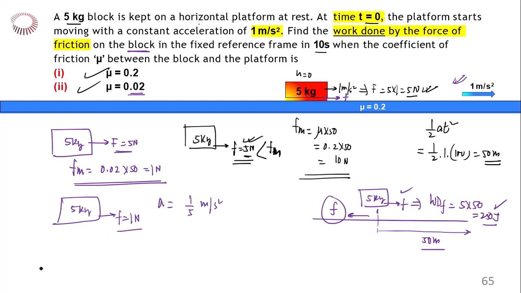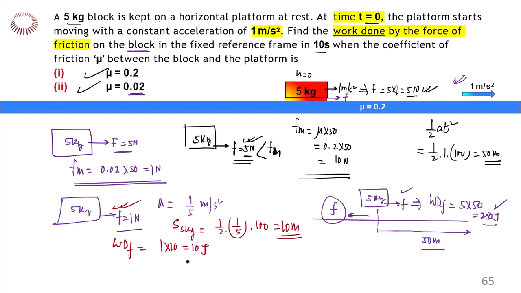So what is the displacement of the 5 kg block then? S of 5 kg is half a t square, that is 1 by 5 into t square, which means 100 by 5, that is 10 meter. Now the block will be displaced by 10 meter under the application of a force of 1. Here the friction is 1 Newton and the displacement of the point is 10 meter. So work done by the friction is 1 into 10, that is 10 joule.